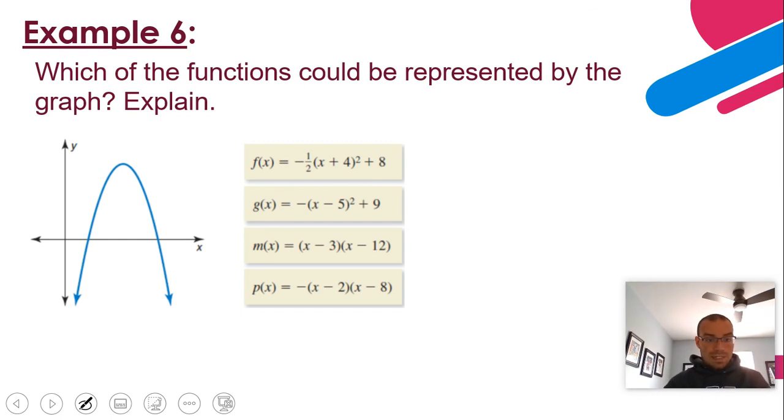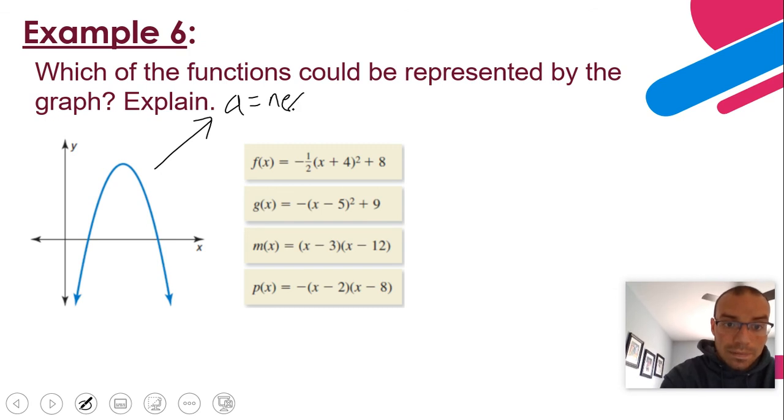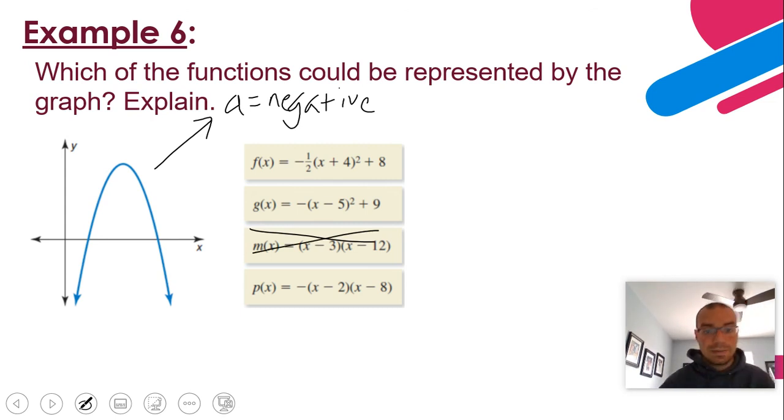Looking at example 6 here. Okay, it says which of the following functions could be represented by the graph? Explain. So a couple things here that we can notice from the graph. We can see right here that our graph is opening downward. It's got that mountain shape, so we know that a has to be negative. So because a is negative, I know that I can eliminate this one right in here.